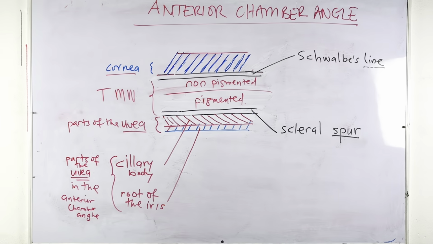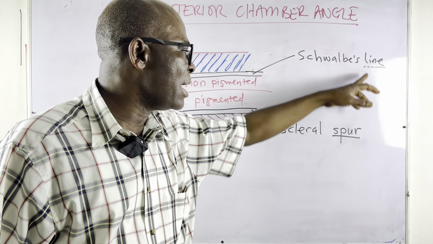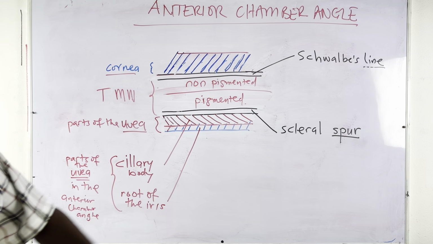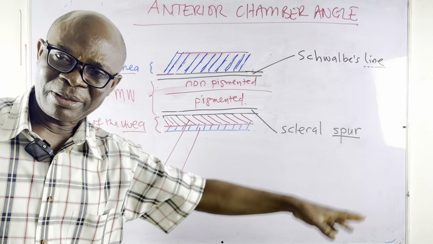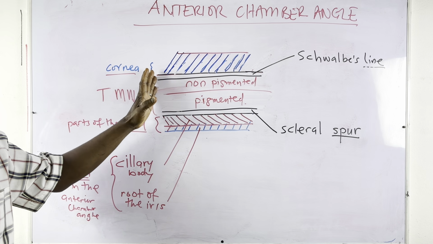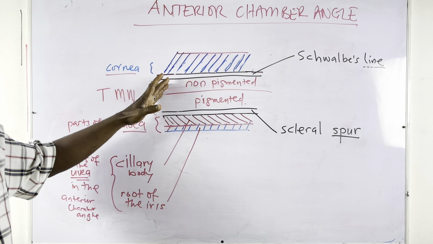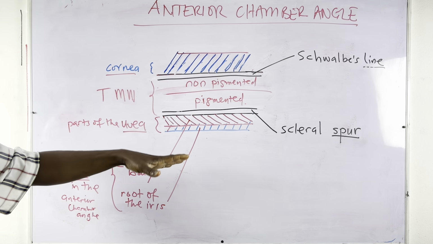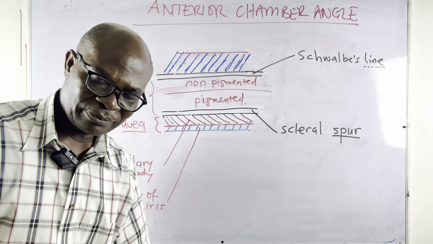So think about a line. The trabecular meshwork is sandwiched between a line and a spur. Then you think about what line that is, Schwalbe's line, and what spur that is, the scleral spur. So remember, think 3. The central 3 structures we want to look at are the trabecular meshwork in the middle, and on the cornea side Schwalbe's line, and on the scleral side the scleral spur.